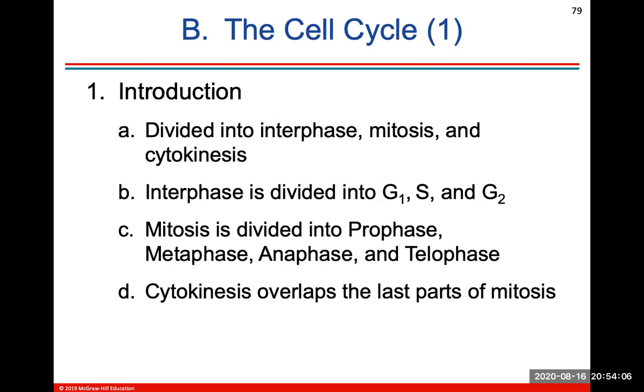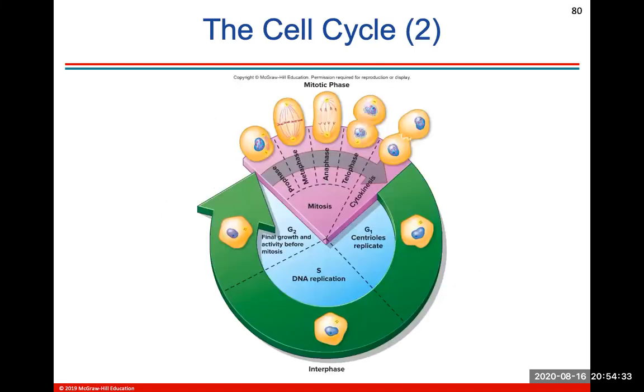So the cell cycle is divided into interphase, mitosis, and cytokinesis. Interphase is divided into G1, S, and G2, and then mitosis, I call them the PMAT stages: prophase, metaphase, anaphase, and telophase. So if you can remember PMAT, that's the order they go in. And cytokinesis overlaps the last part of mitosis. Cytokinesis is actually the cell dividing into 2 other cells. So here's a look at the cell cycle.